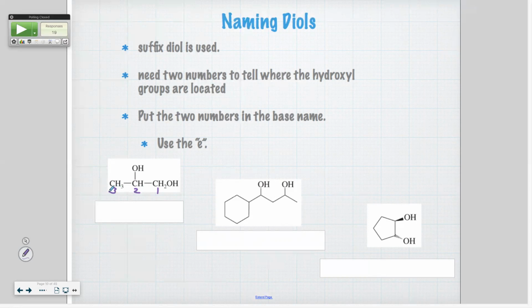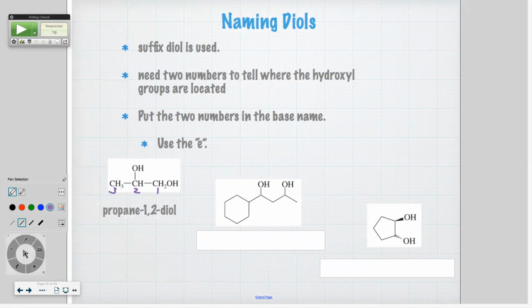Notice that we're putting the number in because it could have 1, 2, or you could have 1, 3, right? Or 1, 1, or 2, 2. No, we won't get there yet. Okay. Here it is putting the numbers in the base name, but you can do it the other way too.